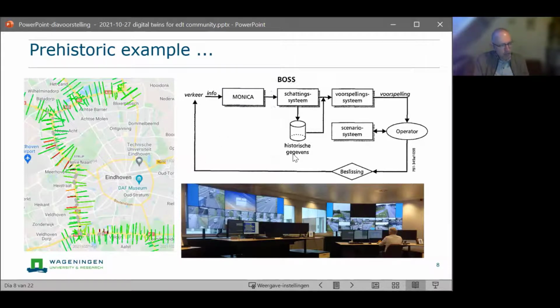So this worked pretty well. So the concept of digital twin, although it wasn't named like this 20 years ago in highway traffic management, was quite feasible. And it's being developed currently further in traffic control centers.